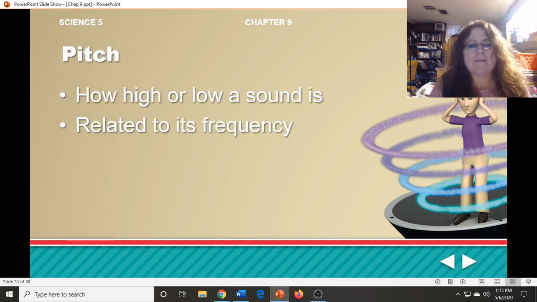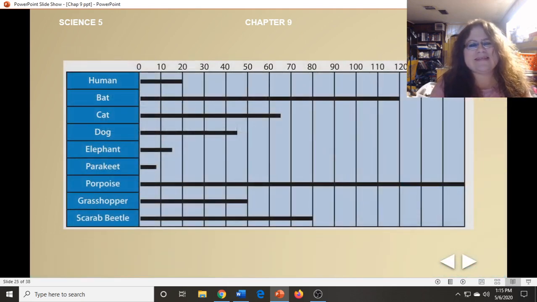Then we talked about pitch. We talked about how high or how low a sound is, and that pitch is related to frequency. And we had a little discussion about the range of hearing of humans and then of other animals. We saw some really interesting things, like the porpoise has a huge range of hearing, and we're going to talk about that more in this chapter. We talked about dogs and cats having a much wider range of hearing than we do. And we talked about the dog whistle. You blow the dog whistle, it's too high of a sound for us to hear, but the dog hears it just fine.